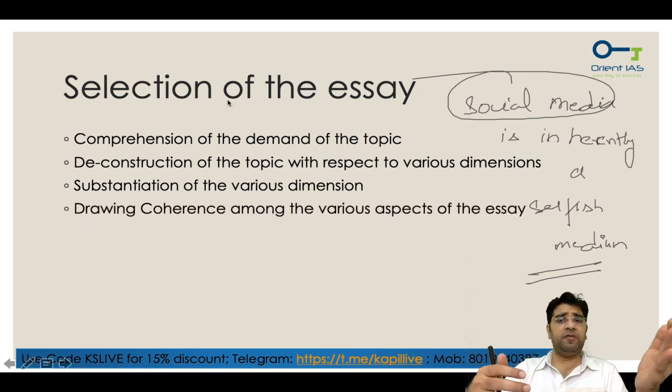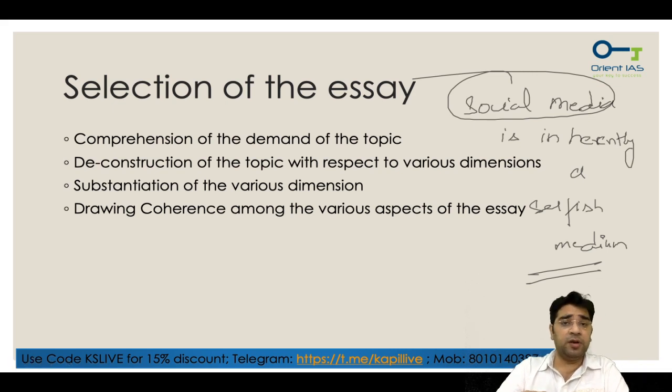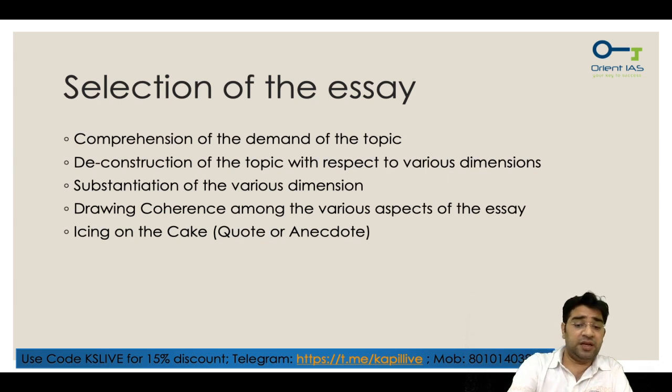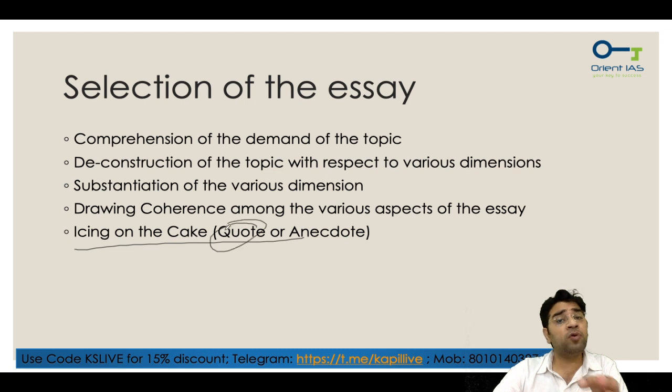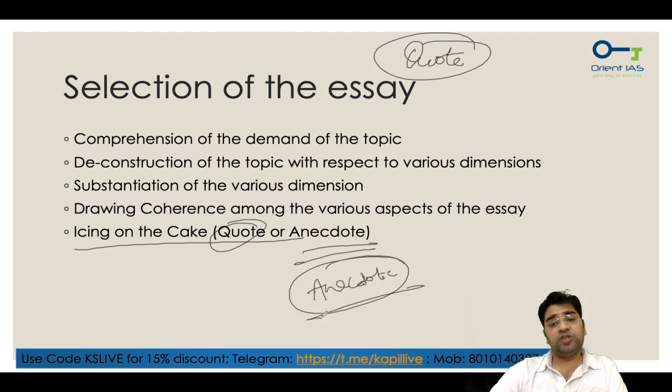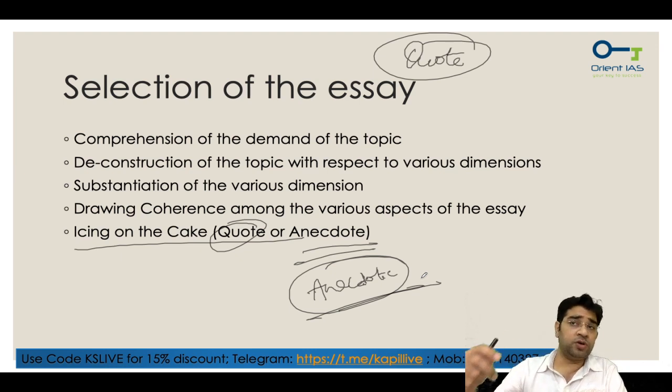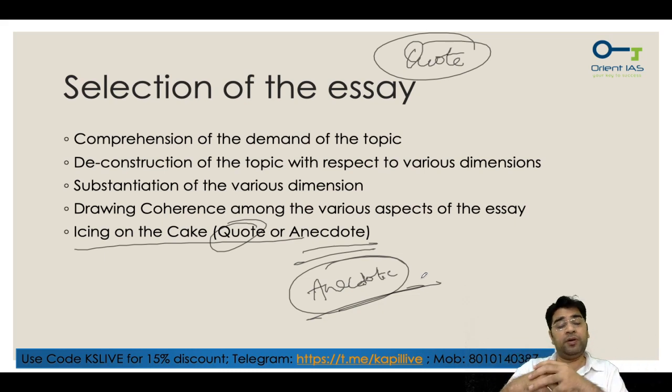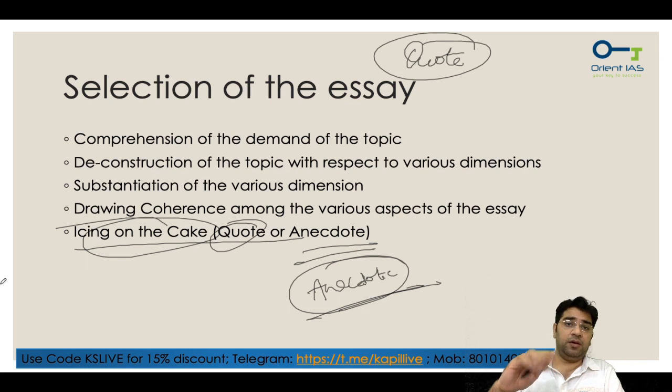Drawing coherence. Obviously, when you are able to write all the possible contexts, you will be able to draw coherence. Then icing on the cake. This is another important fact, and this is the most important component. Do you have some good quote, or do you have some good kind of anecdote? Anecdote is basically a short story. When we discuss the social media essay, I'll be telling you various kinds of short stories to be mentioned in the introduction. So if you have this kind of cherry, which you can put on the cake, go with this.